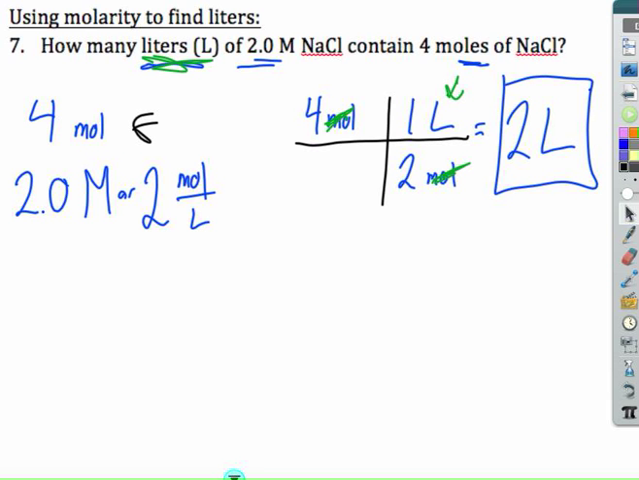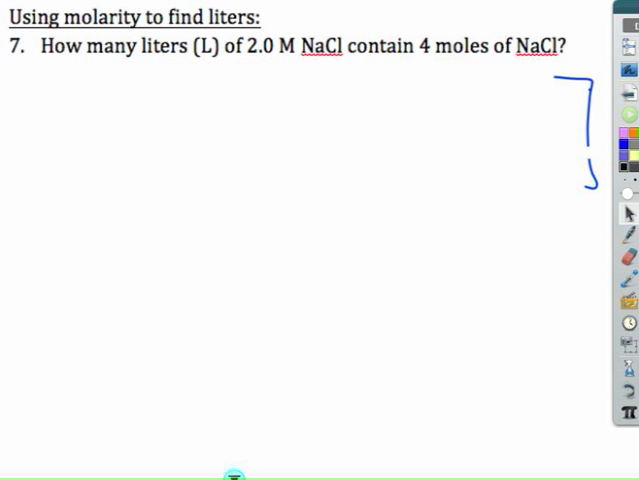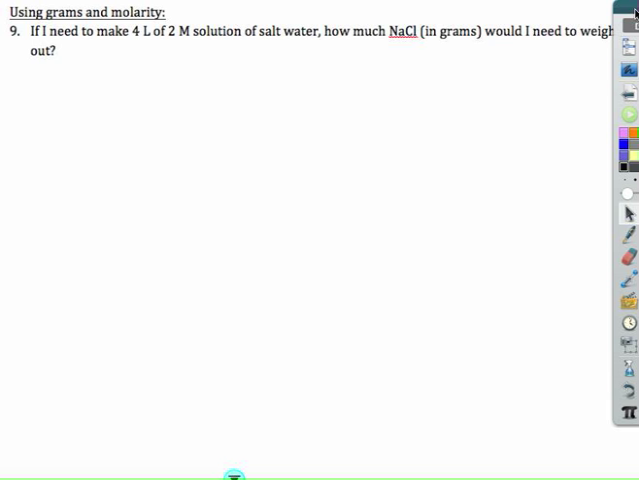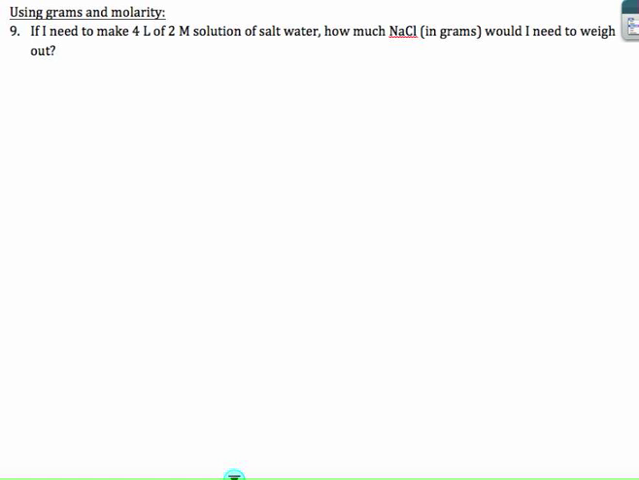Okay, let's do one more problem that is a little bit harder. These problems get hard when you have grams involved, but most of the time, we use grams. We don't have a direct way of measuring moles. So let's figure out our knowns. If I want to make 4 liters of a 2 molar solution of salt water, how much NaCl in grams would I need to weigh out?